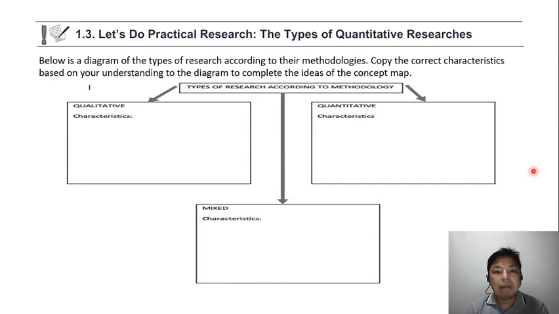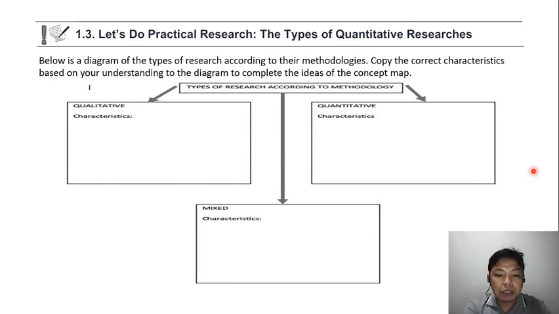So we have three boxes. The first box is qualitative, the second box is quantitative, and the third box is mixed. So what you are going to do is list down the characteristics of qualitative, quantitative, and also the characteristics which are present in both qualitative and quantitative.